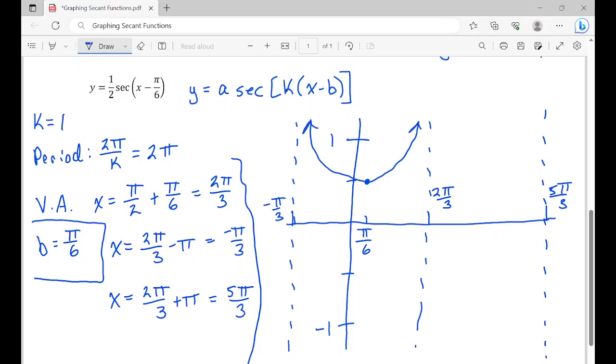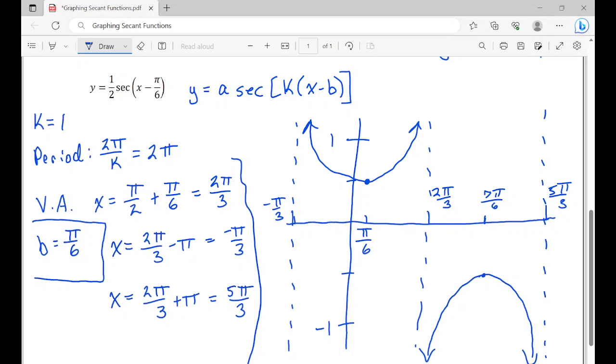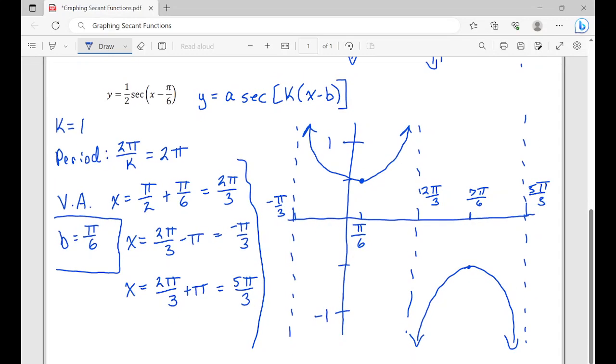And there's that one. Now we're going to go down to this one here. It's going to go no higher than -1/2 right here. And the point where it gets up to -1/2 is going to be in between these two asymptotes here, which is 7 pi over 6. So it's going to go like this. And that would be the graph of this secant function.